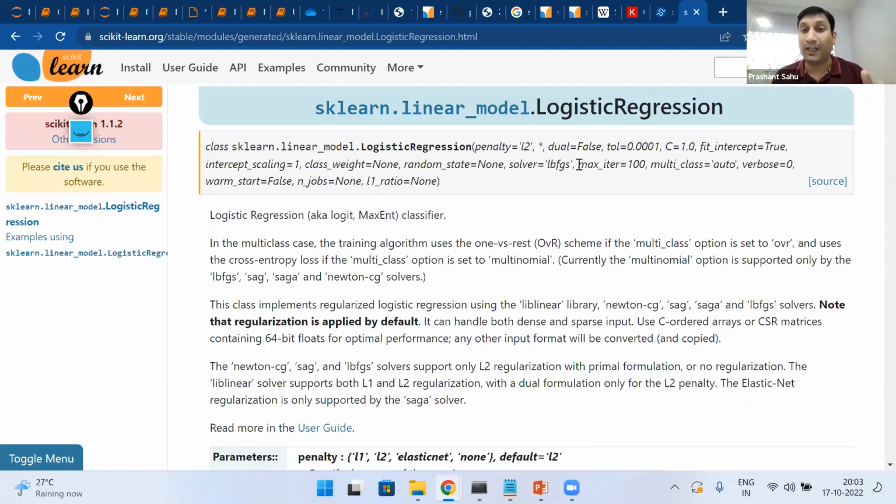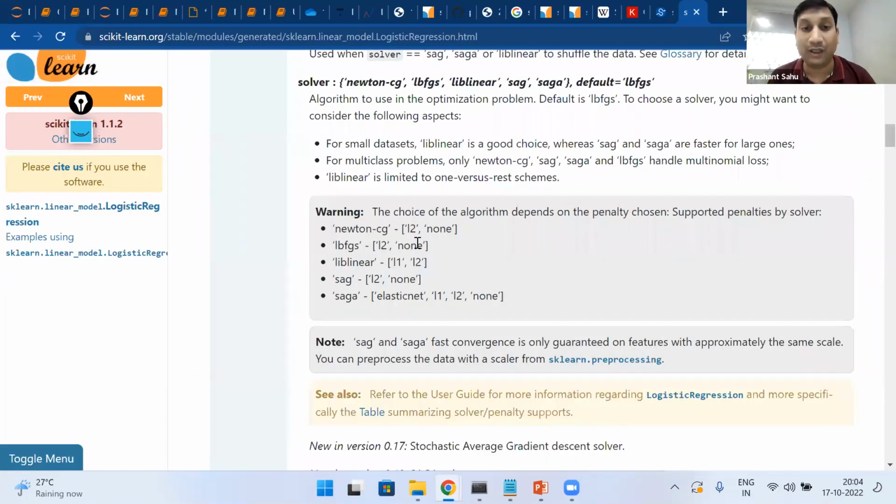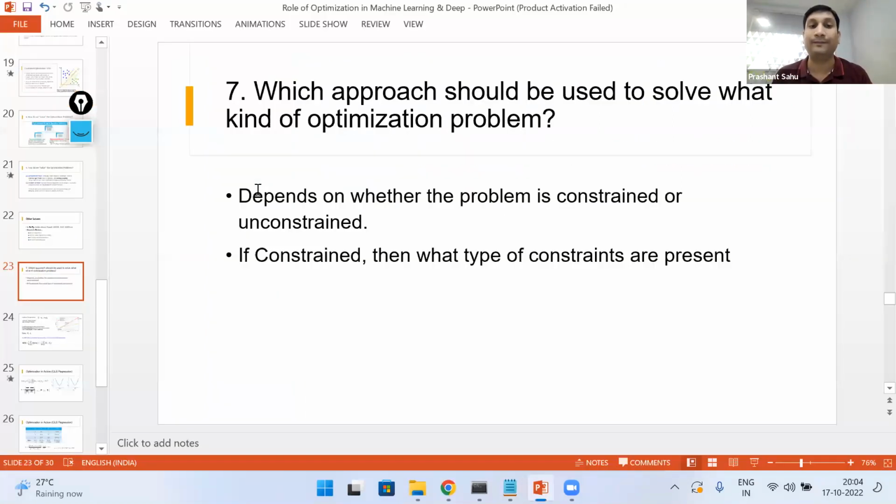Which means we have to use LBFGS. If you want to apply L1 penalty, then you have to change the solver because LBFGS does not support L1 penalty. So the choice of the solver depends on many things. Number one, it depends on what kind of constraint you have: whether you have a constraint altogether or not, whether it is a linear or non-linear constraint, an equality or inequality constraint. And then what type of regularization you want to use also determines what kind of solver you want to use. Does that give you a fair enough idea now?